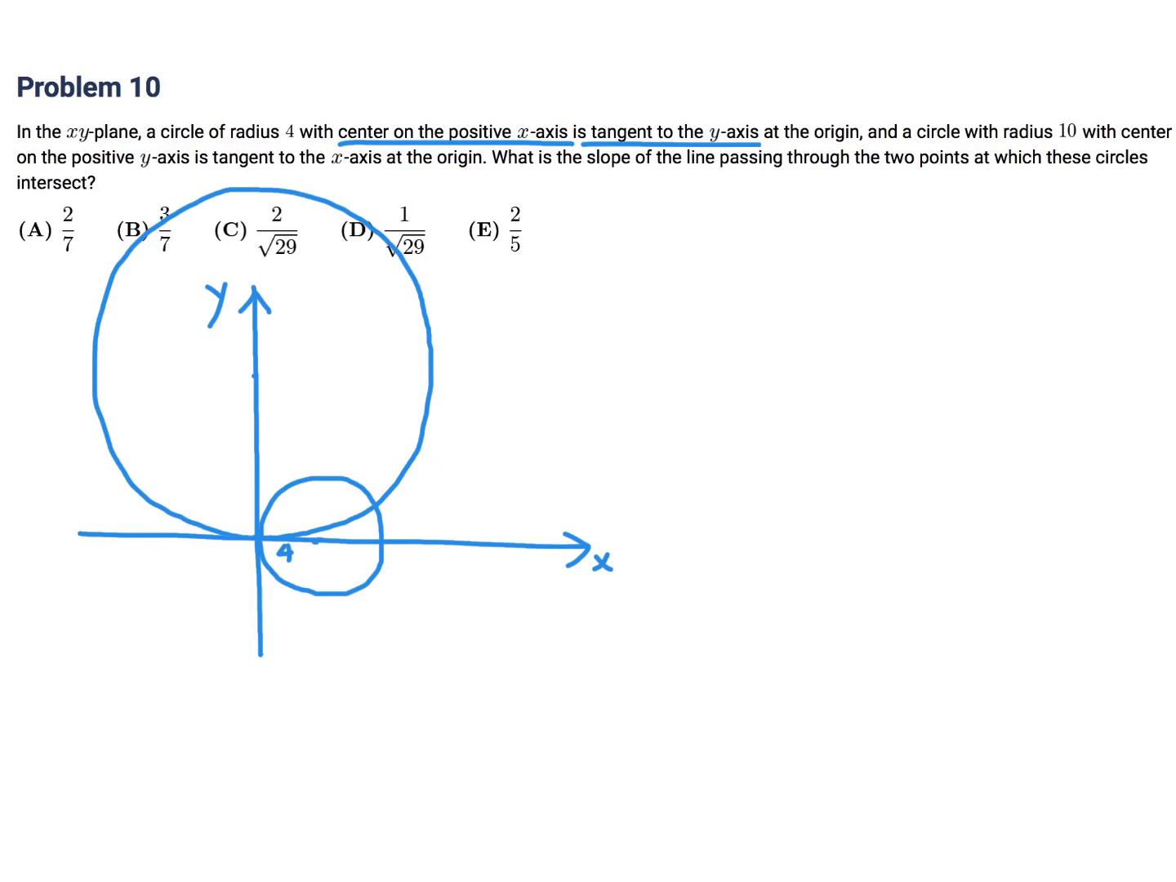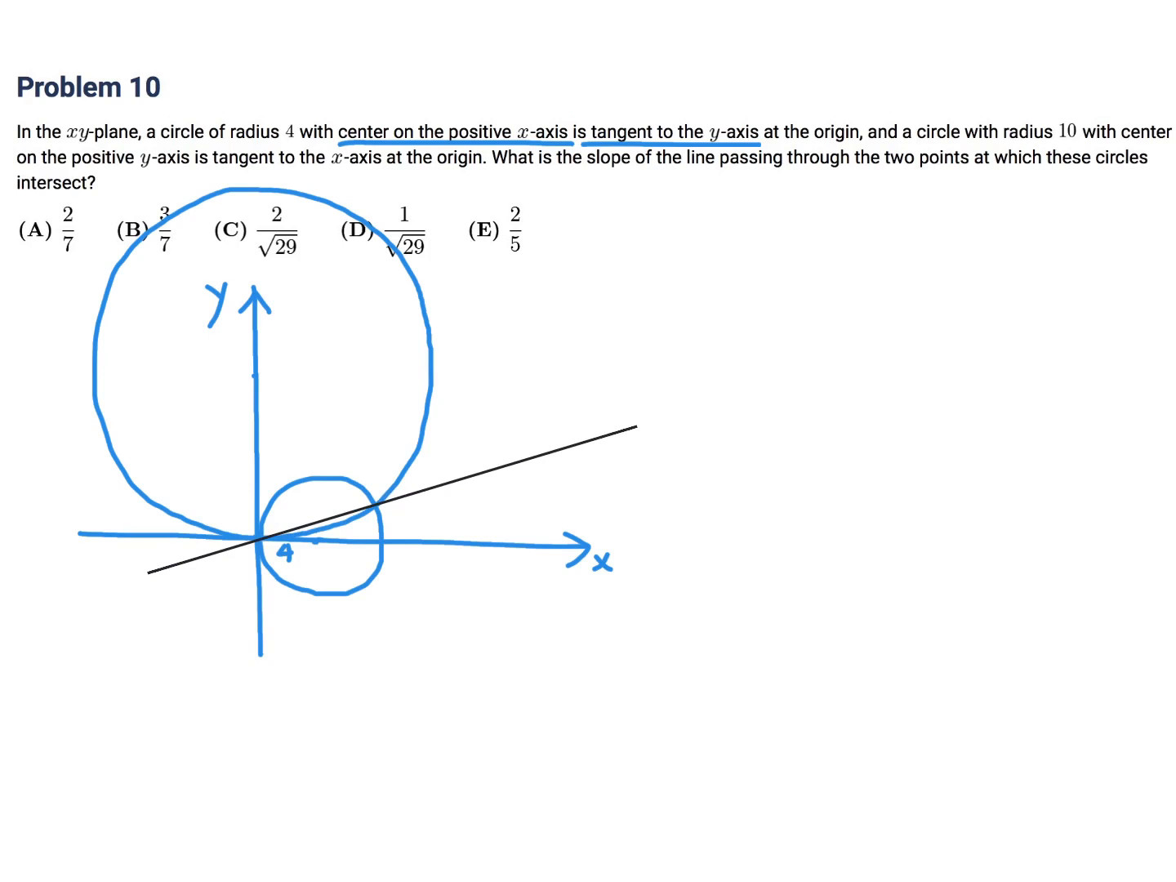And now what they're saying is, you've got to figure out the slope of the line that cuts through the intersection points. So that line. Okay, I think that shouldn't be too much of a problem. Okay, so let's see here.